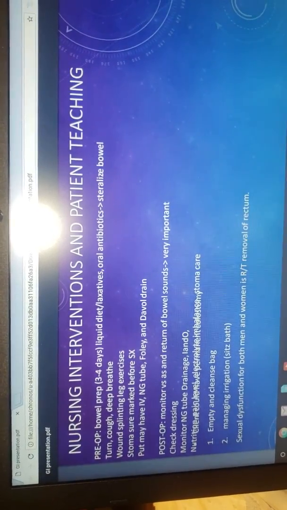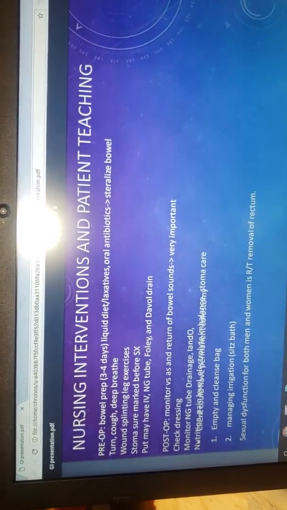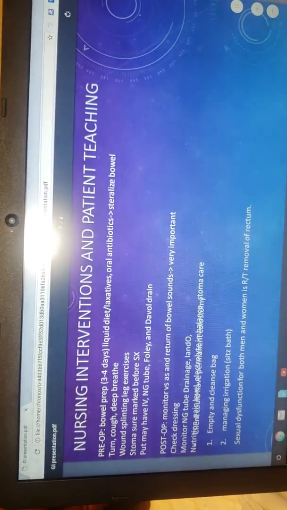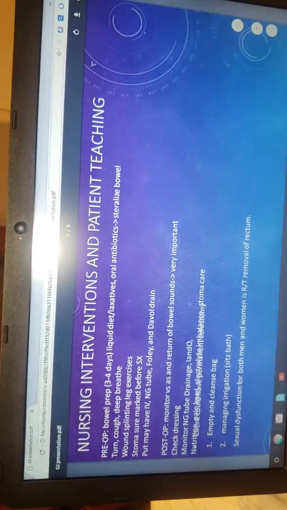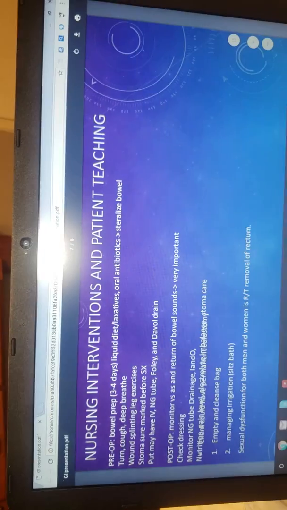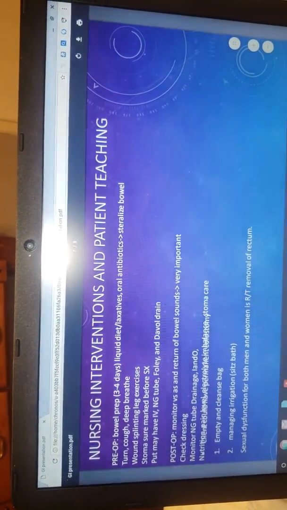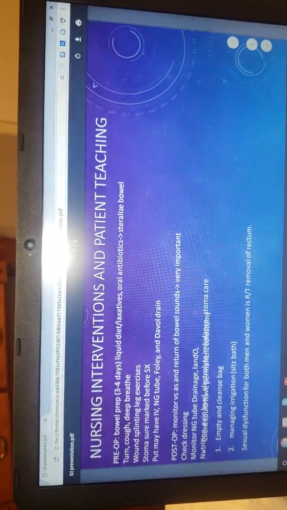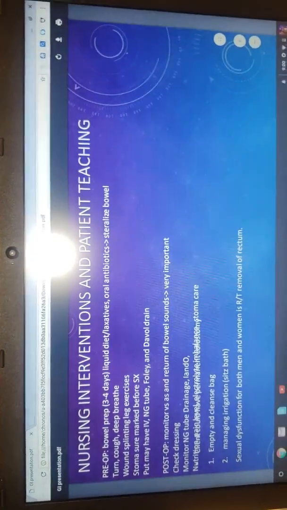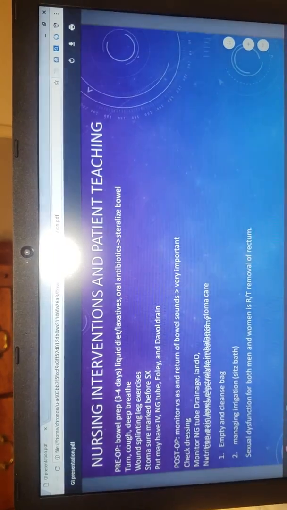You empty and you cleanse the bag. Managing, you can have a sitz bath if you want to irrigate the site that they did it on. If a stoma is planned, the therapist should be notified so that the stoma site can also be marked before surgery. And it needs to be placed at the best site for the patient.